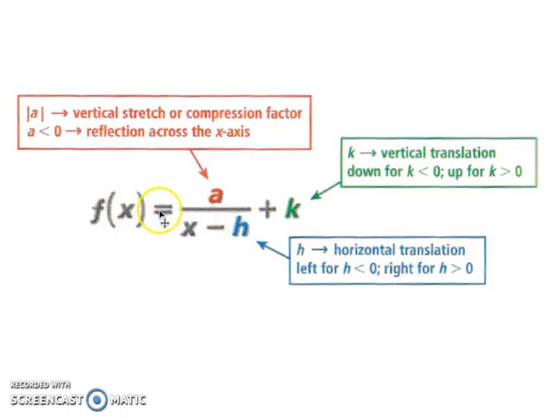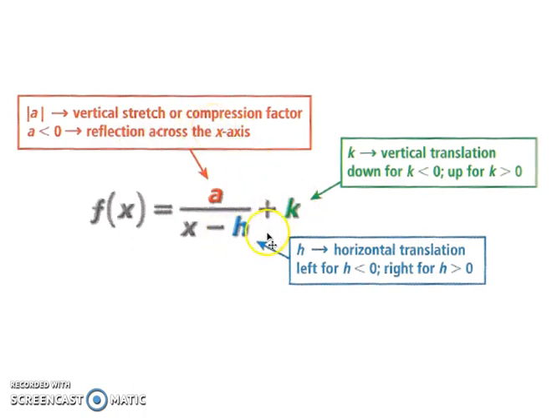We have f of x equals a divided by x minus h, plus k. The absolute value of a is going to be your vertical stretch or compression factor. If a is less than 0, it's just reflected across the x-axis. So if you have a negative, it's reflected across the x-axis.